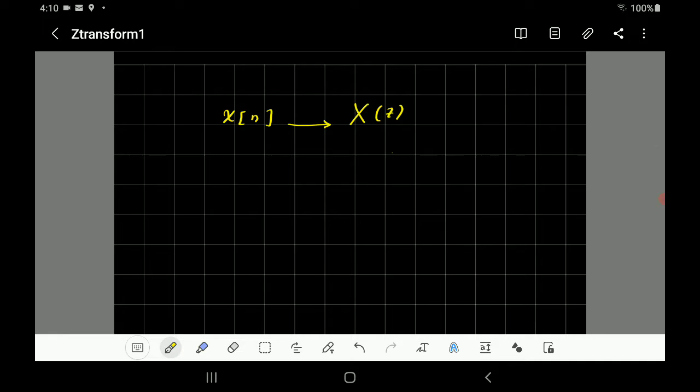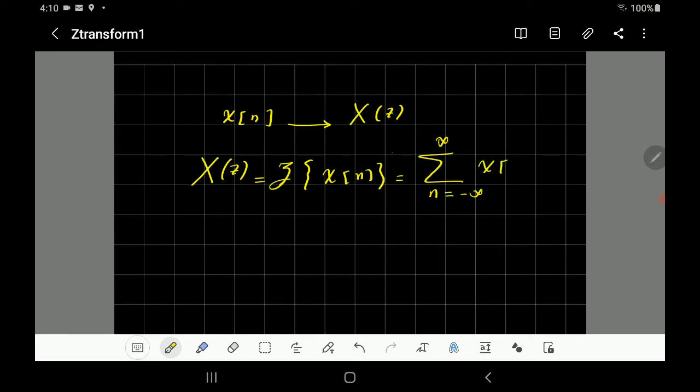And it's defined as a summation. So X of Z, the Z transform of any discrete sequence, is equal to the summation from n equals minus infinity to infinity of the sequence x[n] times Z power minus n. And Z in general is a complex variable, which has a real and imaginary part.